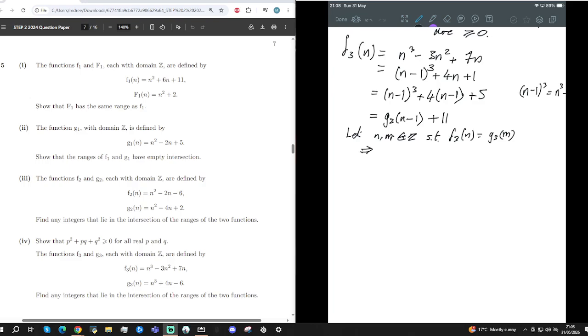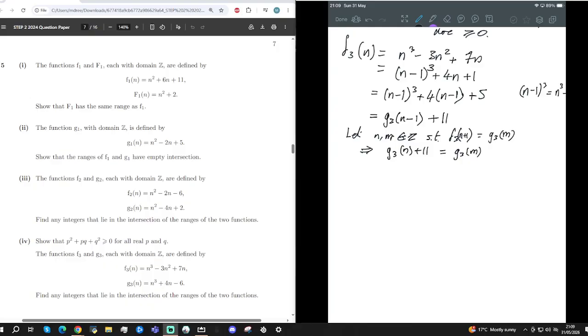And I'm actually going to be a little bit sneakier here. I want to make my life slightly easier. So I'm actually going to choose to put n plus 1 in here, which isn't going to make any difference, except when it comes to this here. So that's going to mean that g3 of n plus 1, which is the f3 of n plus 1, is equal to g3 of m. So what we're really looking for is two inputs of g3 whose outputs differ by 11.